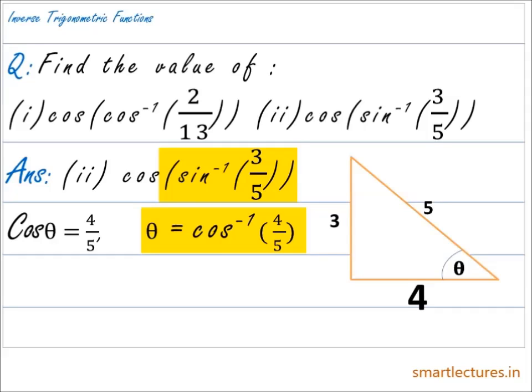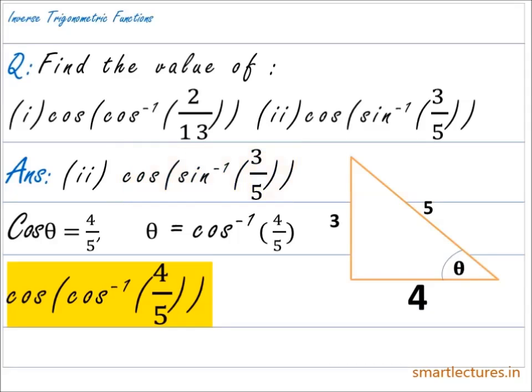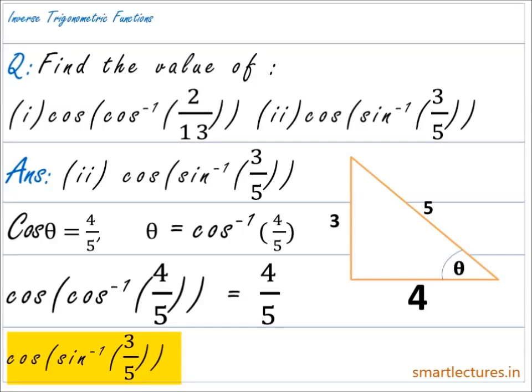So the expression cos of sine inverse 3 upon 5 now becomes cos of cos inverse 4 upon 5. And remember, from the properties of inverse trigonometric functions, the cosine of cos inverse x is equal to x. So cos of cos inverse 4 upon 5 is equal to 4 upon 5. And that means cos of sine inverse 3 upon 5 is equal to 4 upon 5.